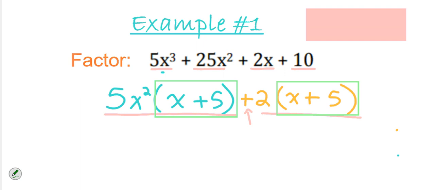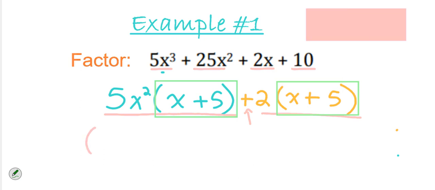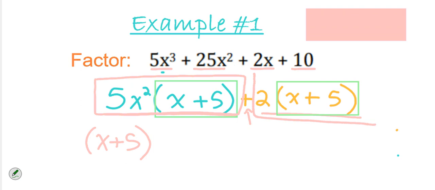And so what we're going to do is factor out. Let's go back to, we've got so many colors going on here. Let's do pink. So we're going to factor out the x plus 5. All right, so now remember, we have two terms. This is a term, and this is a term. And so within those two terms, now we have the GCF of x plus 5.